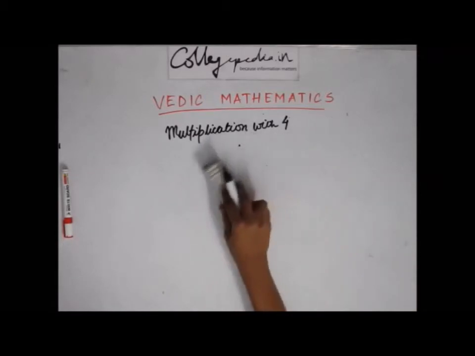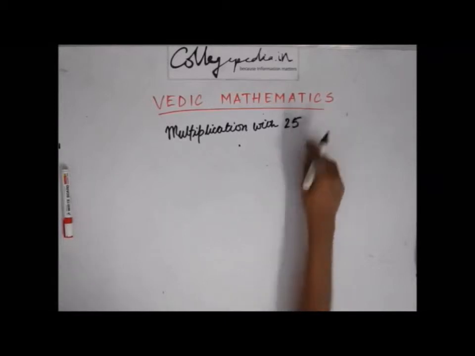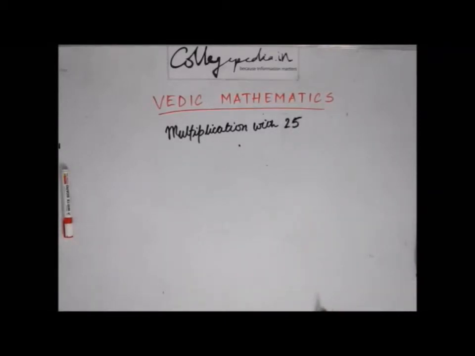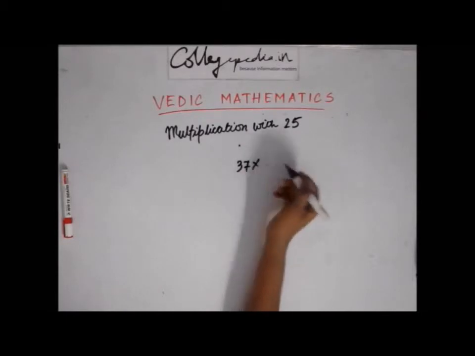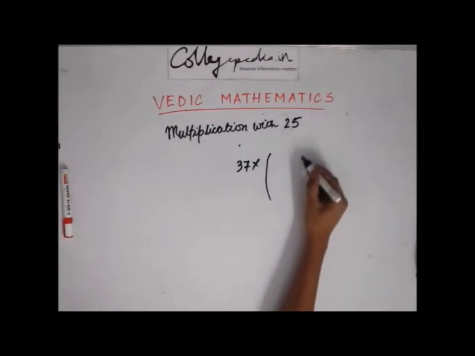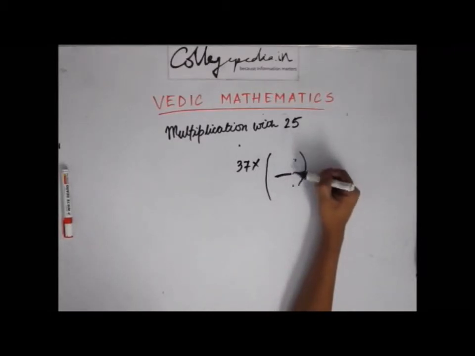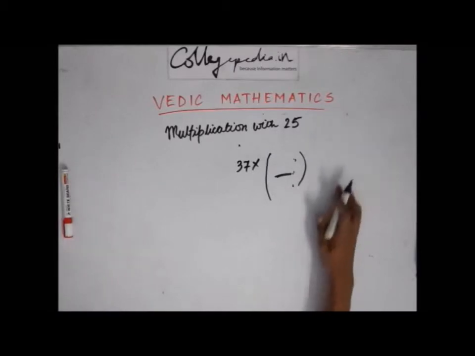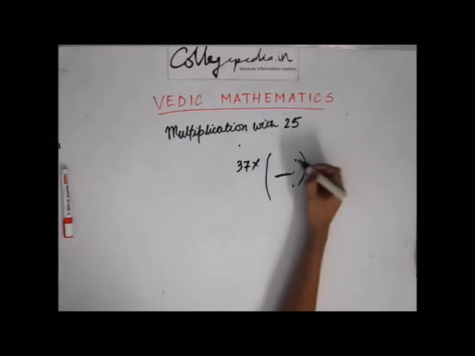Similarly, if I am asked to multiply a number with 25, as I just said, this 25 I need to break as a division of some number with some number, so that I get 25 and my calculation is very simple. So 25, that I can write as 100 divided by 4.